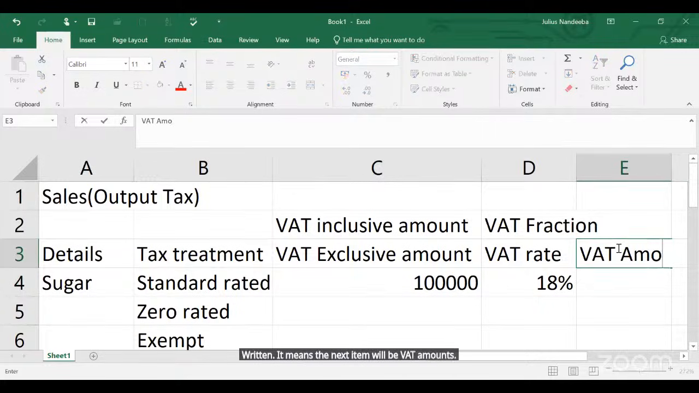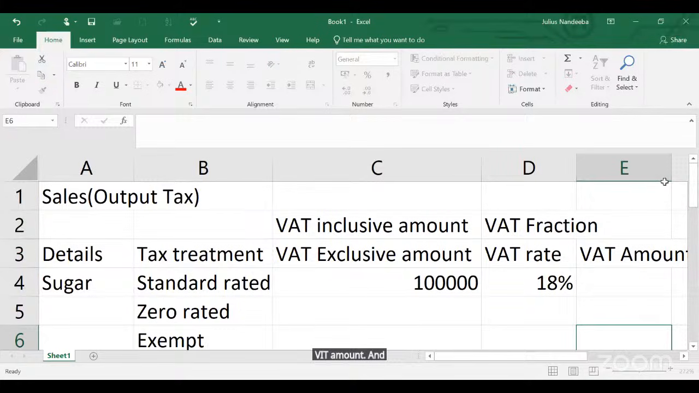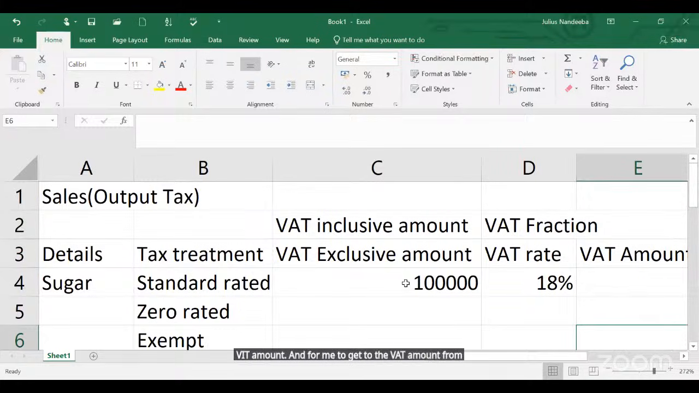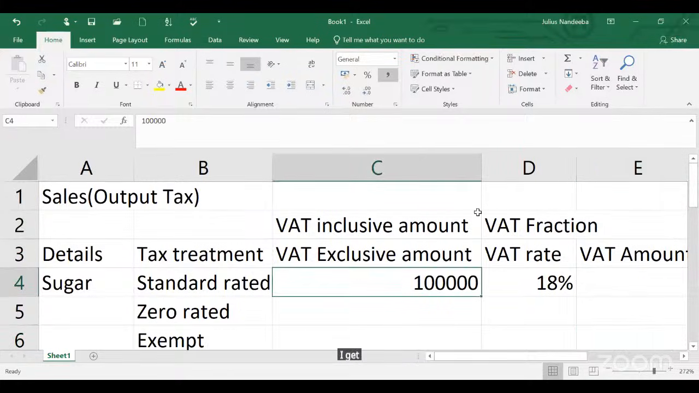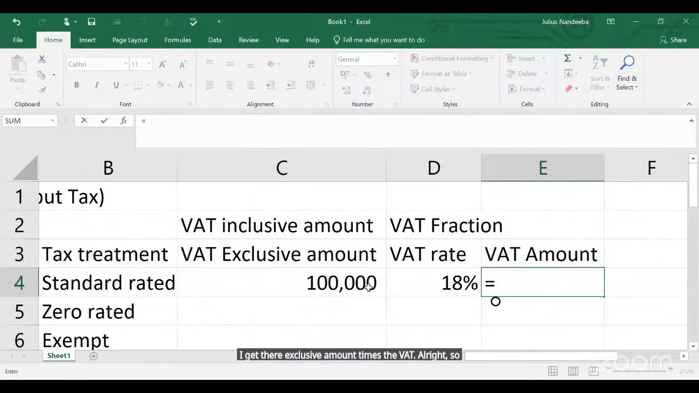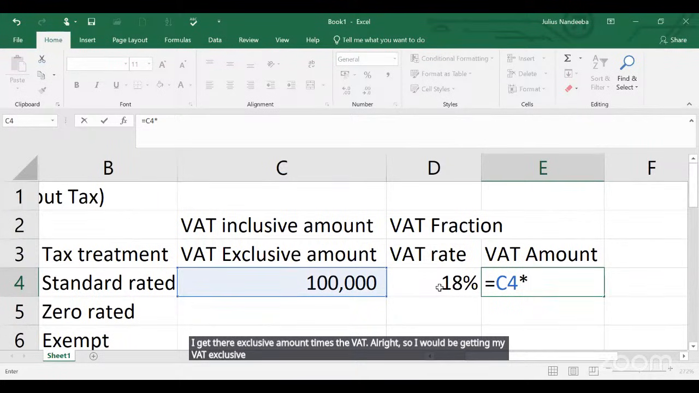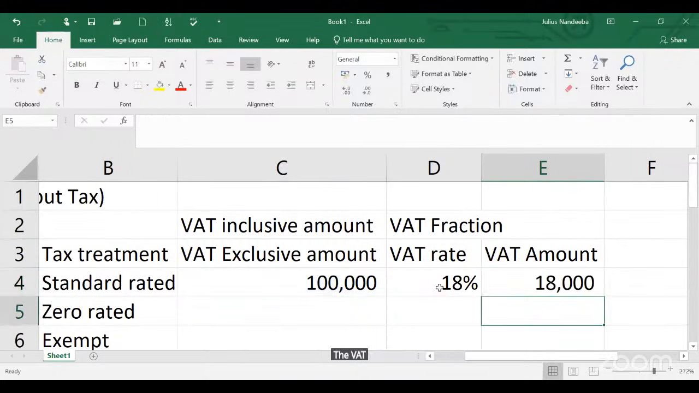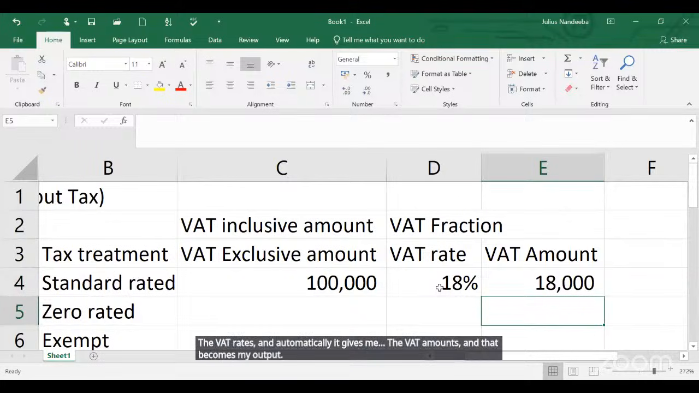VAT amount. For me to get the VAT amount from the exclusive amount, I multiply the exclusive amount by the VAT rate. So I get my VAT exclusive amount times the VAT rate, and automatically it gives me the VAT amount. And that becomes my output VAT.